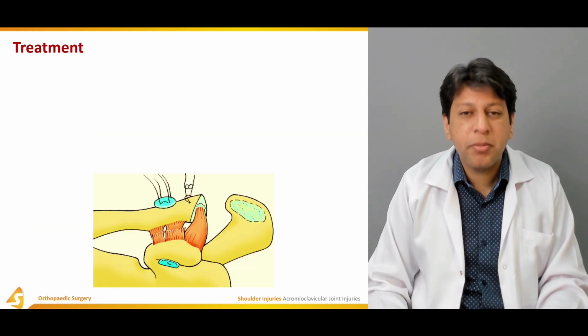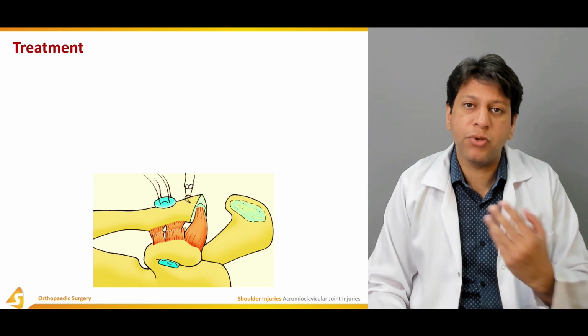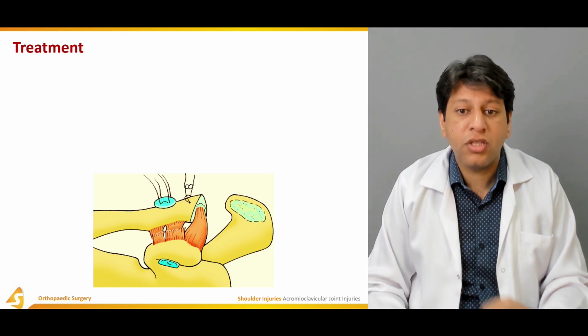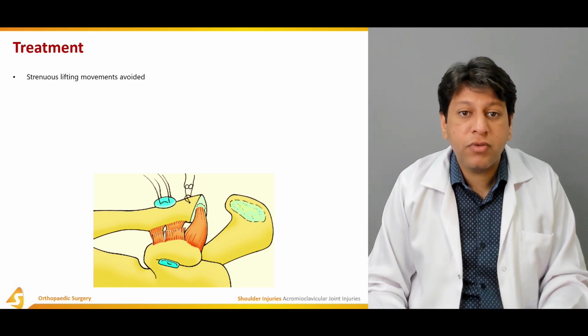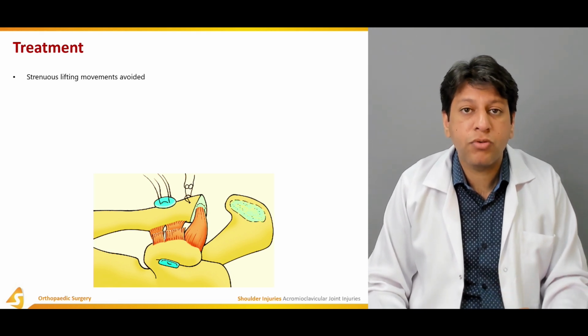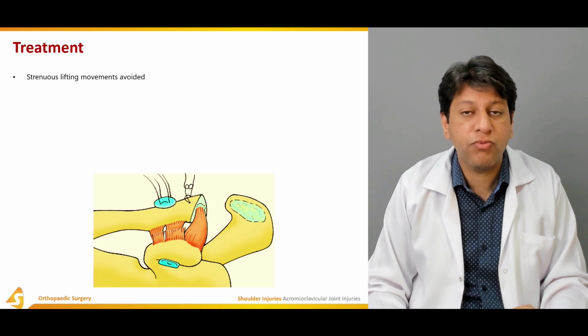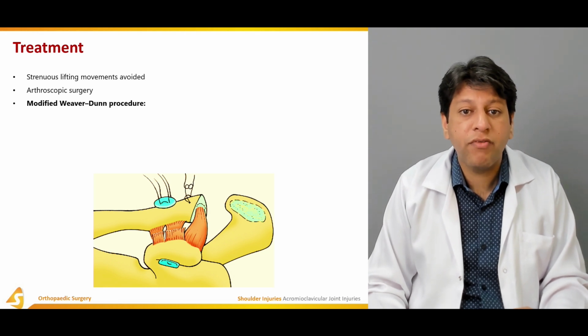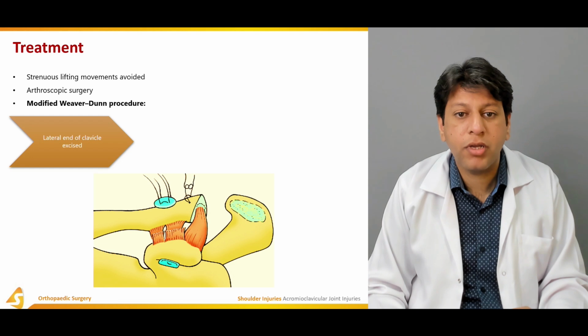Now, there are multiple procedures which can be done. There's a femoral technique, there's the Weaver-Dunn procedure, a modified Weaver-Dunn procedure. There's a Bosworth screw as well. The most commonly done is the modified Weaver-Dunn procedure, so that heavy lifting movements are avoided. Arthroscopic surgery is done, and the modified Weaver-Dunn procedure is done arthroscopically.